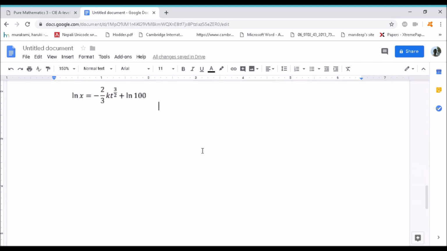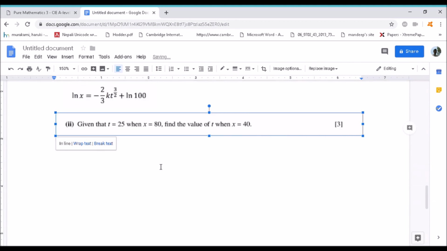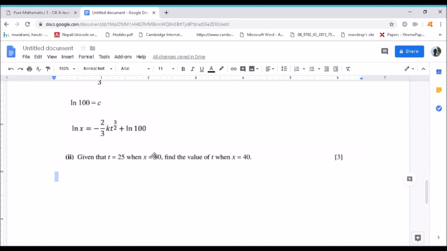And after this, let's move to the second part. Given that t equals 25 when x equals 80, find the value of t when x equals 40. There are two ways of solving this. You can replace x equals 80, t equals 25, and find the value of k and do it like that. But in this question, you can use a different way. I use a different way like this.